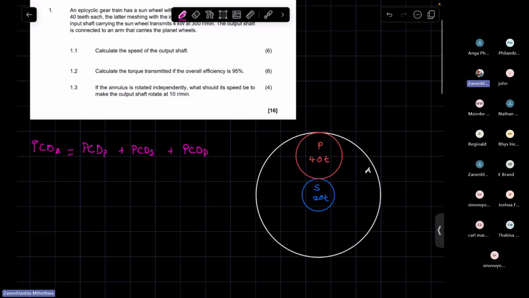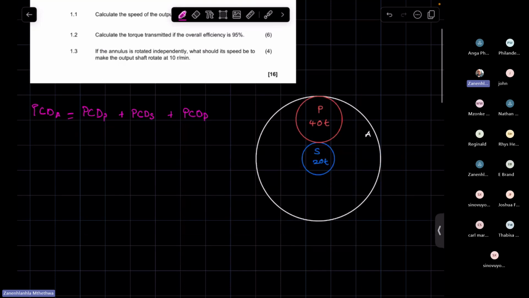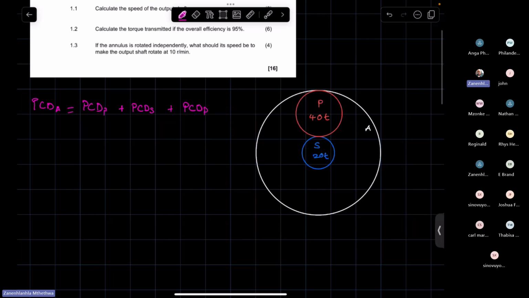Now, what is the PCD equal to? PCD is equal to module times number of teeth. Right. So expressing the PCD in terms of module and number of teeth, this will become module times the number of teeth of the annulus is equal to the module. Now, take note that this is exactly equal to that.